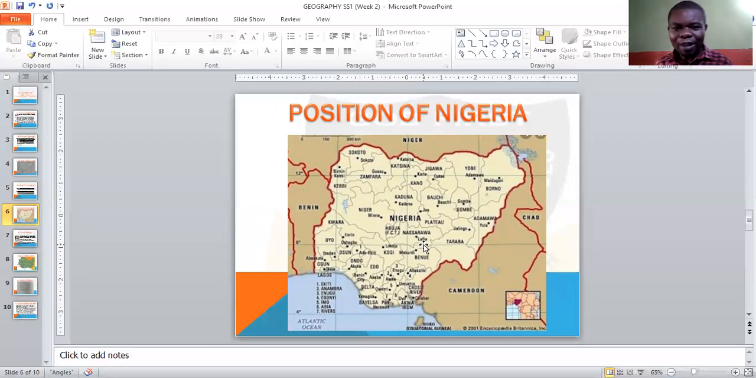For example, if I ask you to locate Lagos on the map, you should know that Lagos is in southwest. You shouldn't go to this side. This is north. You shouldn't go to the northeast. You shouldn't go to the southeast. You shouldn't go to the northwest. You should know that Lagos is in southwest of the country. Lagos has its headquarters in Ikeja presently. Then we have Kosofe, that is the region we have. So there are other local governments also. In each of these states, we have their local governments.